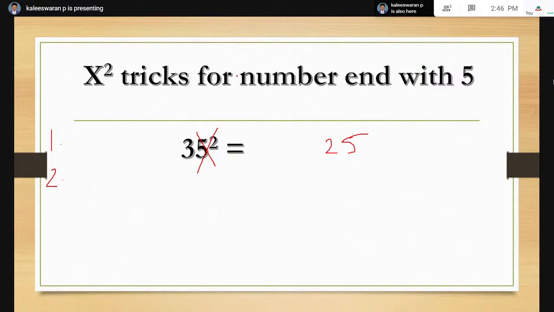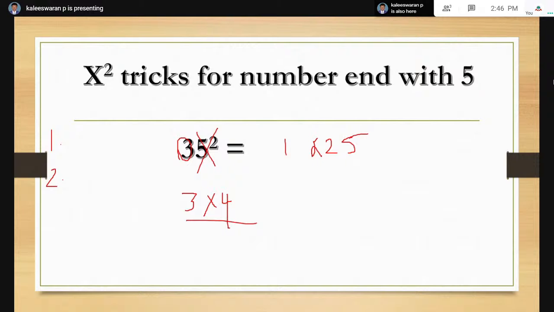The second step is cancelling digit 5 in the number. What is the remaining digit? The remaining digit is 3. It should be multiplied with the consecutive number, which means the next number, 4. 3 into 4 equal to 12. The final answer is 1225.